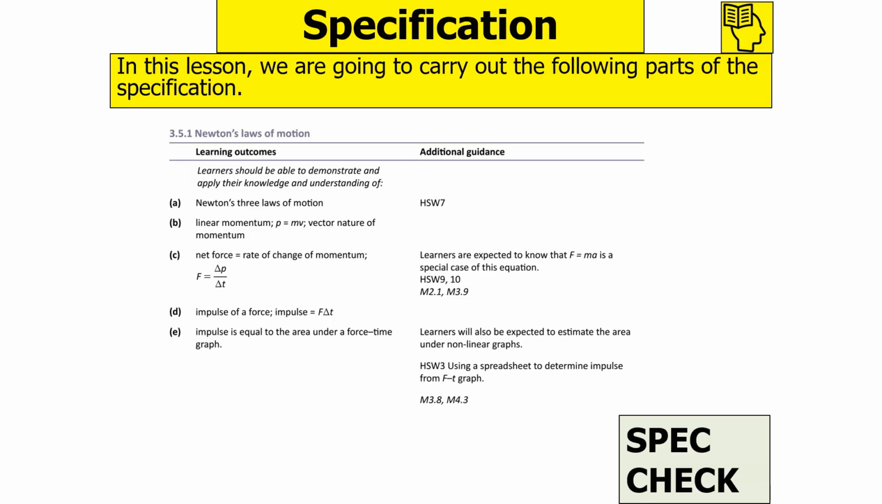So in this lesson, we're going to look at the following part of the OCR A-Level Physics specification. In particular, looking at linear momentum, that net force is the rate of change of momentum, the impulse of a force, and how it links to force-time graphs.